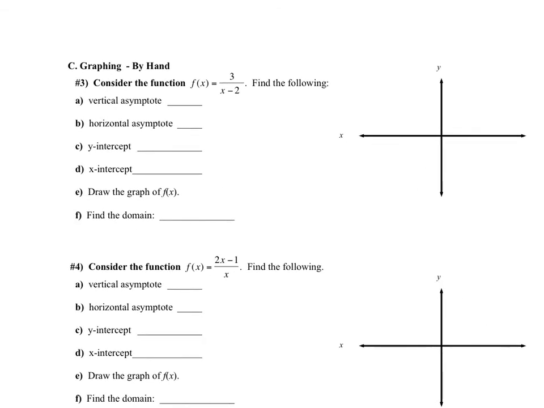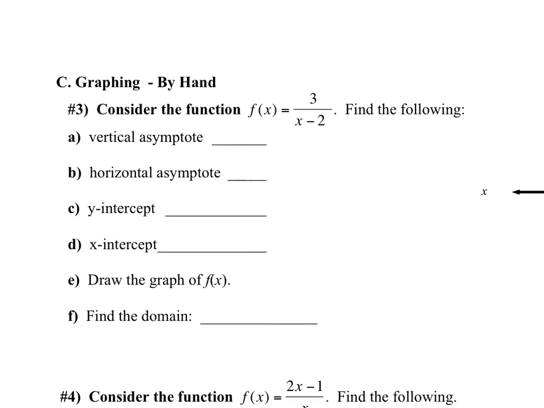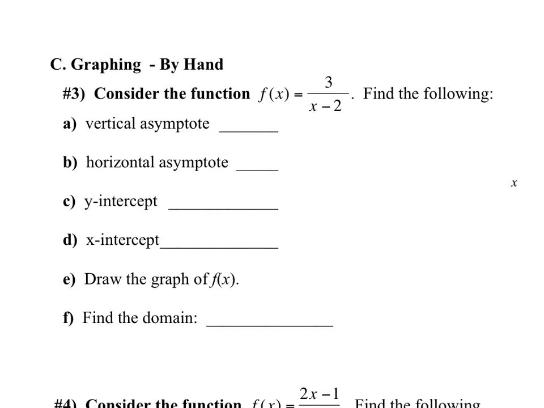Okay, graphing by hand. Here we go. Consider the function f of x equals 3 over x minus 2. We're going to find the following. Okay, I gave you a very basic one to start off with. So first of all, we need to find all these things, and then we'll graph, okay?